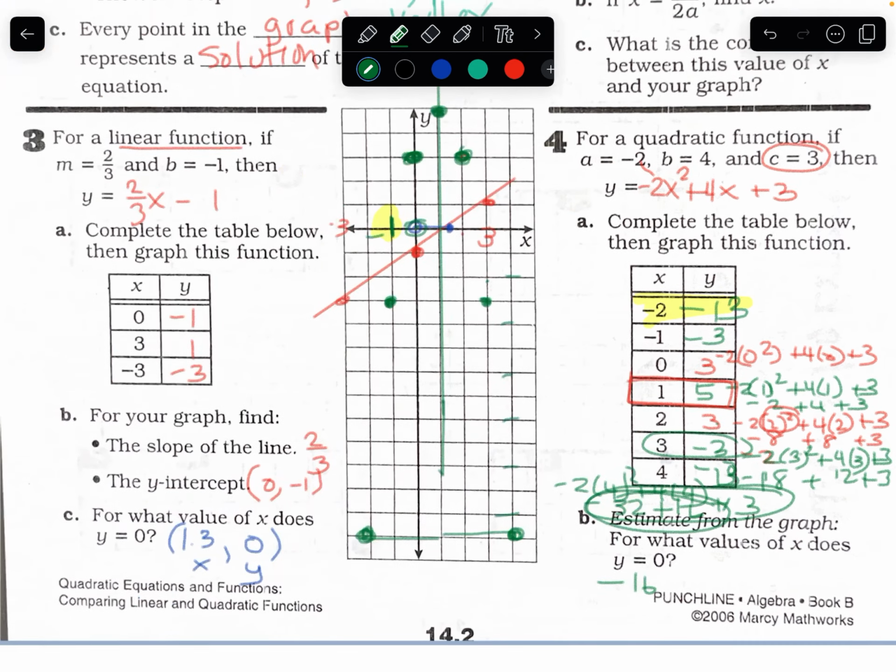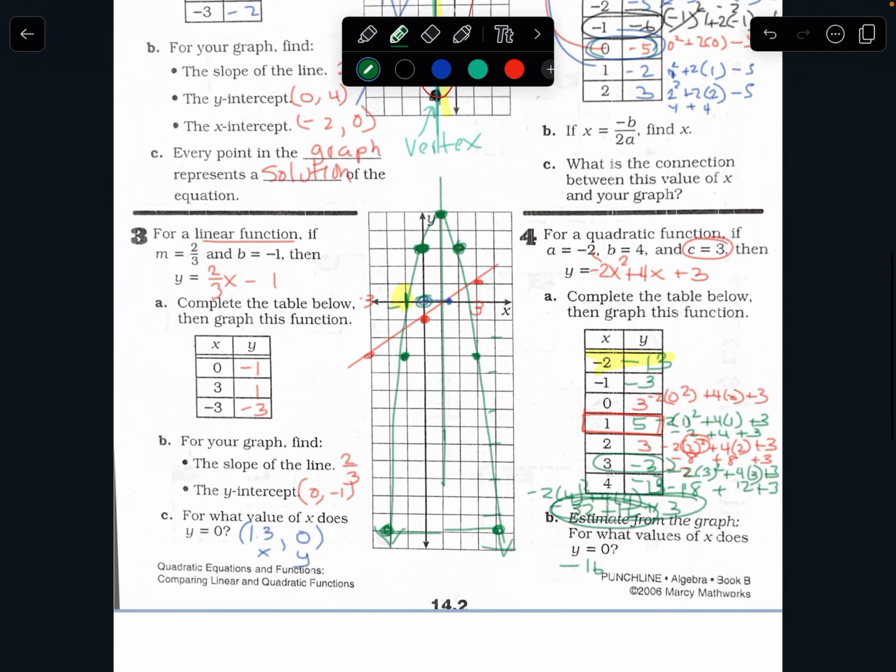And then connect the dots, you get your U shape. Oops, not a straight line. It's a parabola like that. Arrows at the end because it continues.